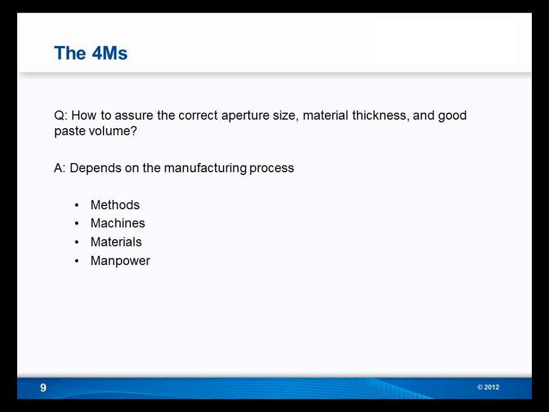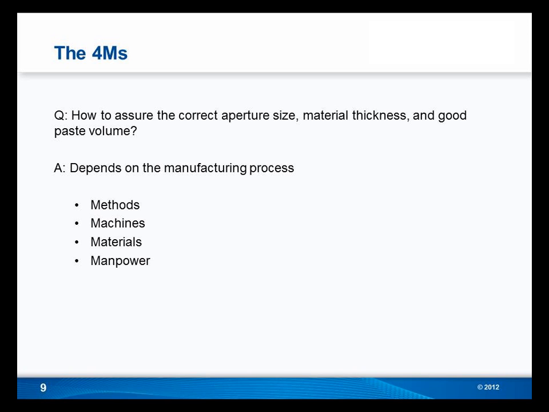The first one I listed is methods. How is the stencil manufactured? Are you using a chisel, chemical etching, a laser, or electroforming? The other one is the quality of the equipment you're using. Essentially, is your chisel sharp? Do you get a well-defined, correct aperture?